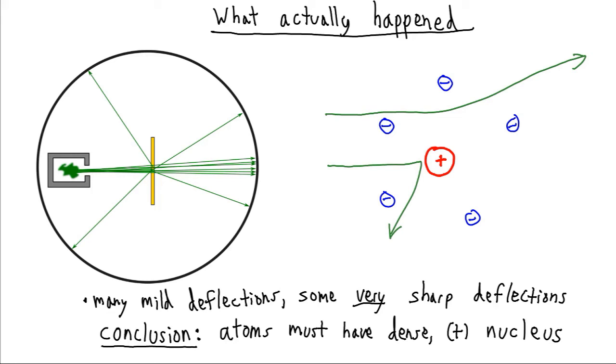So that's the conclusion. The atoms must have a dense positive nucleus. And we know that the nucleus is dense because a lot of these beams are still deflected slightly. So most of the time you miss this central nucleus, but very occasionally you hit it head on, and then you get these sharp deflections. So this elucidates the interior structure of our atoms.